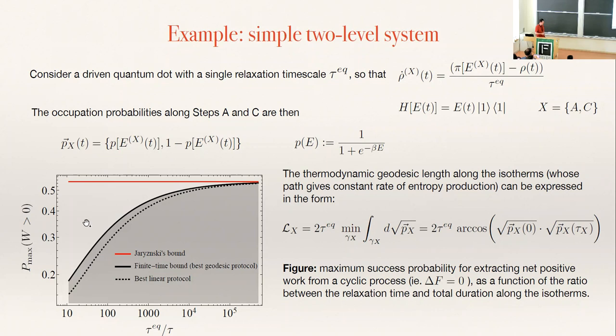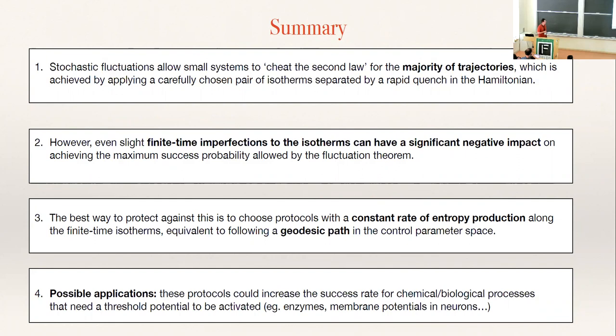Okay, so I think I can summarize. So the main lessons of the talk are that we can use stochastic fluctuations in small systems to, I mean, I say cheat the second law, that's not really what we're doing. We're still satisfying the second law on average, but we can make use of fluctuations in order to find the majority of instances actually get you more energy than you should be allowed. And the way you do this is combining a pair of isothermal processes with a very rapid jump in the middle. But then what I tried to highlight is that even small finite time imperfections can cause a pretty bad effect on how optimal this process can be.